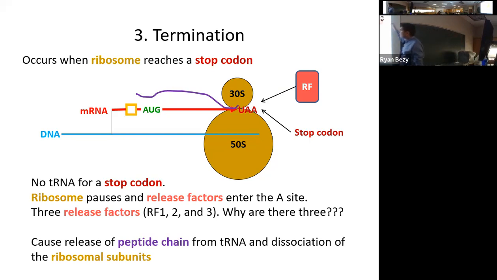Release factors come in, and what they do is they almost act like a wedge. They basically tear apart the 30S and 50S subunits. So the subunits will come apart, the ribosome will come apart, and they also cause the release of the peptide chain from whatever tRNA it's attached to. And then you've made a protein. Questions about that?